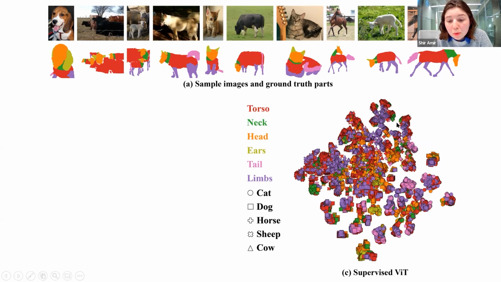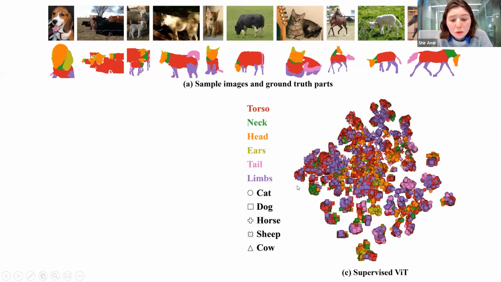So as you can see, a supervised ViT kind of separates these representations according to class. So all of the representations that belong to, say, the cat that have the shape of a circle belong to a common area in the t-SNE.